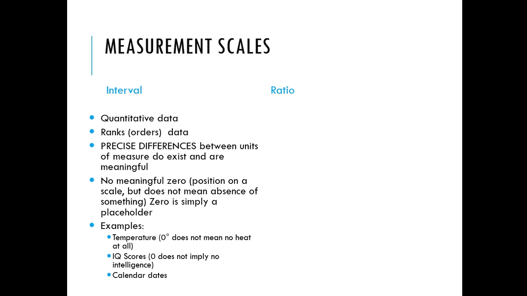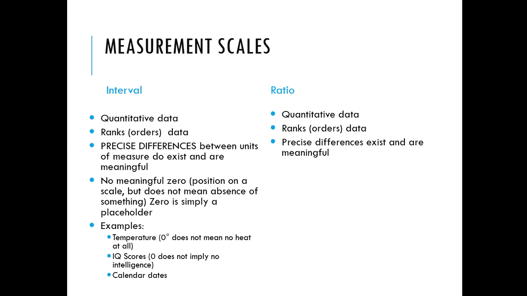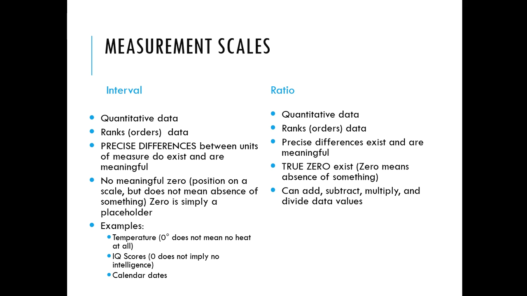Examples of this are temperature, where zero doesn't mean no heat at all. It just means it was 0 degrees outside. IQ scores, zero doesn't mean there's no IQ, and calendar dates. Ratio is a little bit easier to understand. Again, it's quantitative data. It ranks and orders the data. There are differences, and they exist, and they're meaningful. But true zero exists. Zero means the absence of something. You can add, subtract, multiply, or divide the data values and use them in a meaningful way.